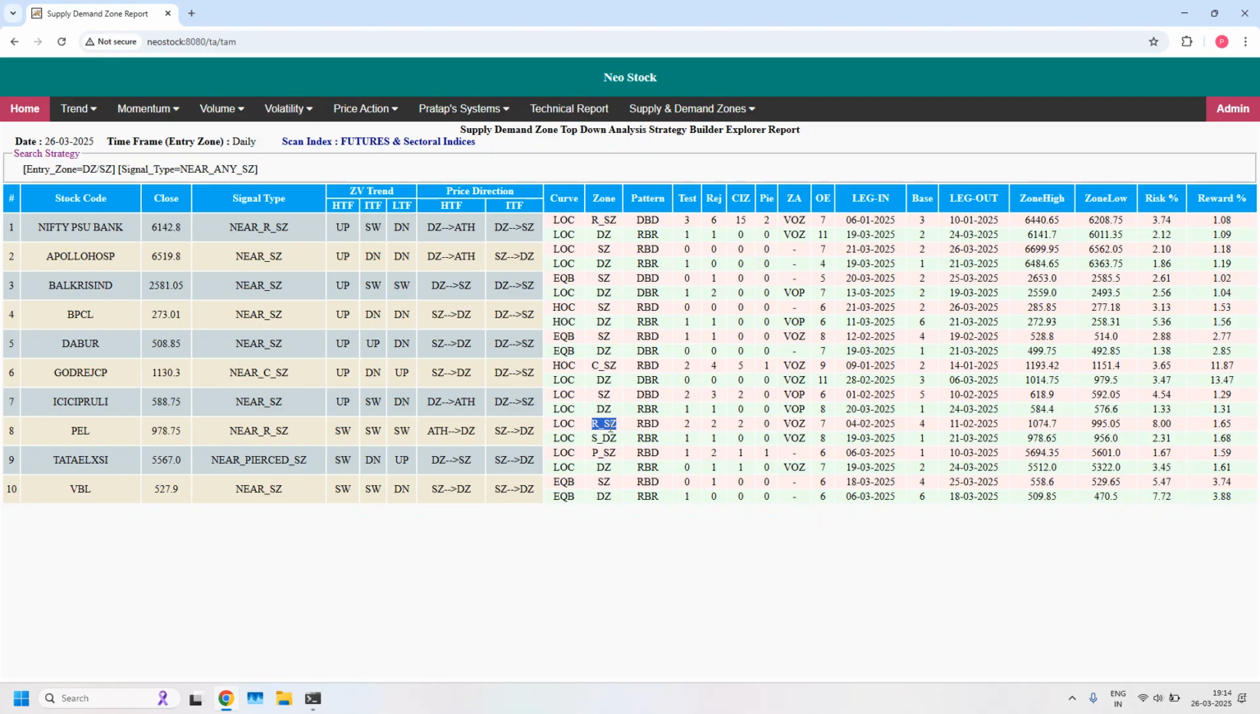PEL is having a high liquidity supply zone. It is also having a high liquidity demand zone. Either side we may get trade opportunities. See, both are high liquidity zones. Okay. So we have identified only one daily high liquidity supply zone from this list.